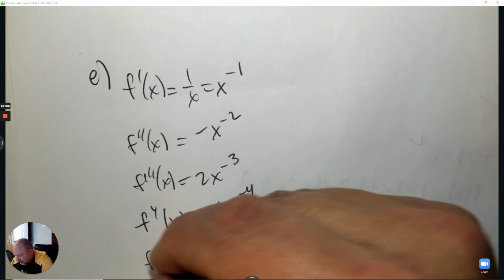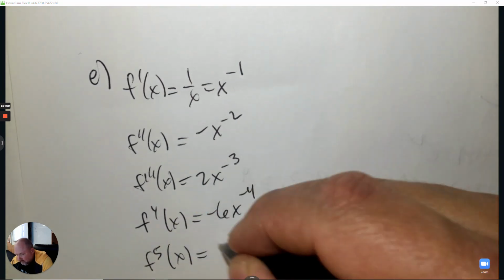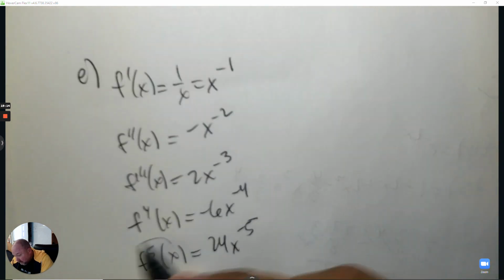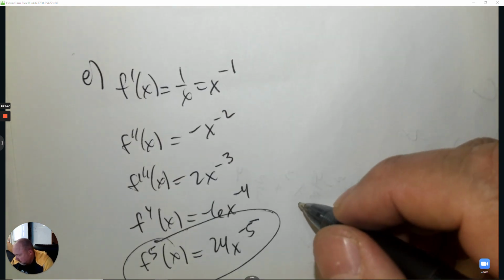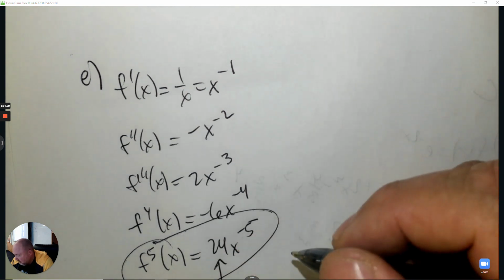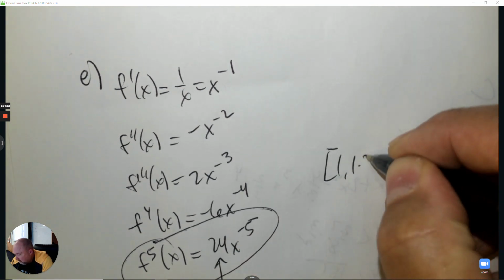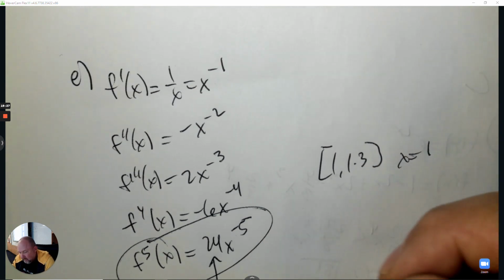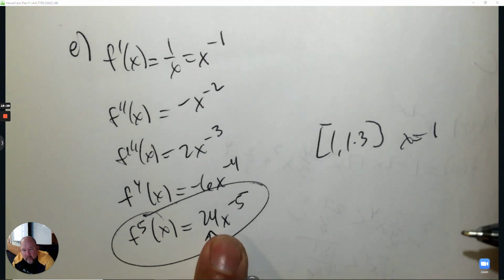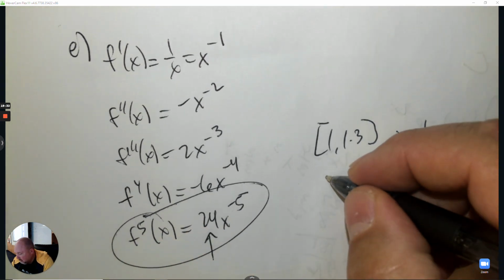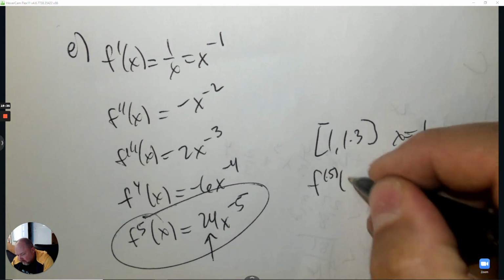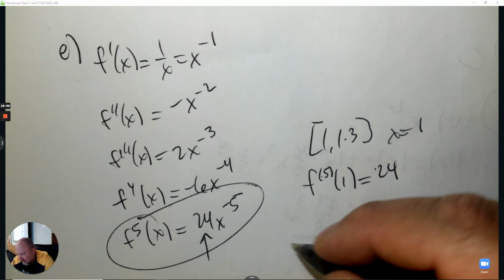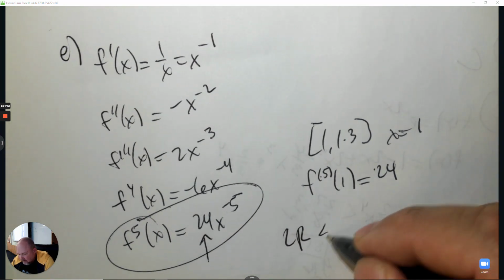The next derivative would be positive 24 x to the negative 5. So the max value, using the 5th one, would be using 24. So from 1 to 1.3, it's centered at x equals 1. So if I plug in 1 to any exponent, the answer is just 24. So the 5th term, if you plug in 1, the answer is 24. So that's what I would use for the Lagrange error method.